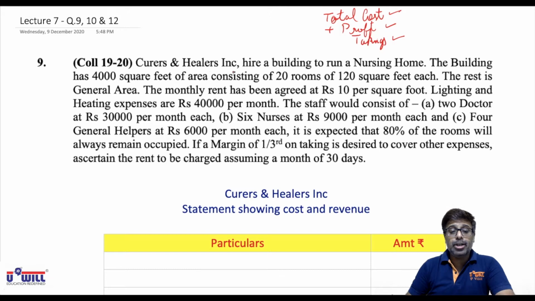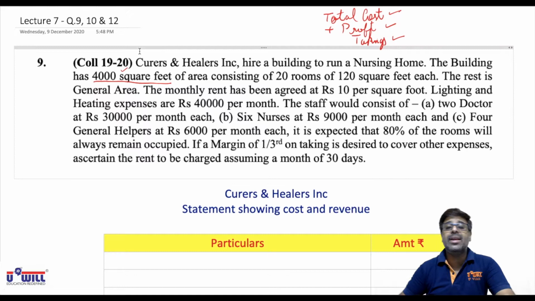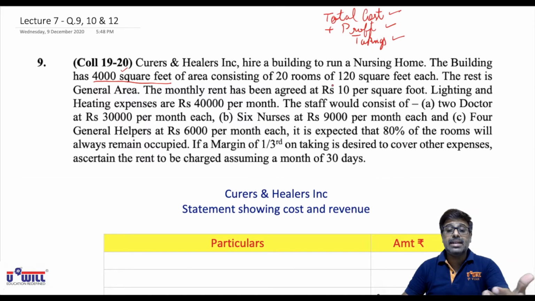Curers and Healers Incorporation hire a building to run a nursing home. The building has 4,000 square feet of area consisting of 20 rooms of 120 square feet each. Now you may wonder, 20 rooms of 120 square feet comes to 2,400 square feet. So what about the rest of the area? That is open area. So 2,400 square feet is occupied by the rooms and 1,600 square feet is the open area. As it is given, the rest is the general area.